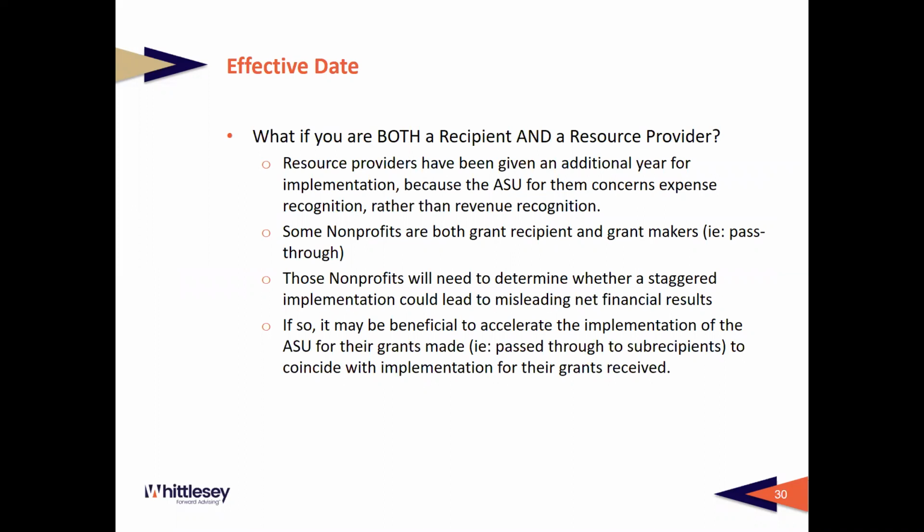So what if you are both a recipient and a resource provider? Resource providers, such as foundations, have actually been given an additional year for implementation because this ASU for them concerns expense recognition rather than revenue recognition. And some nonprofits are both a grant recipient and a grant maker. So you may receive a grant, but then pass it through to other nonprofit recipients. So in order to avoid any confusion with a staggered implementation, it may actually be beneficial to accelerate the implementation of the ASU for grants made.